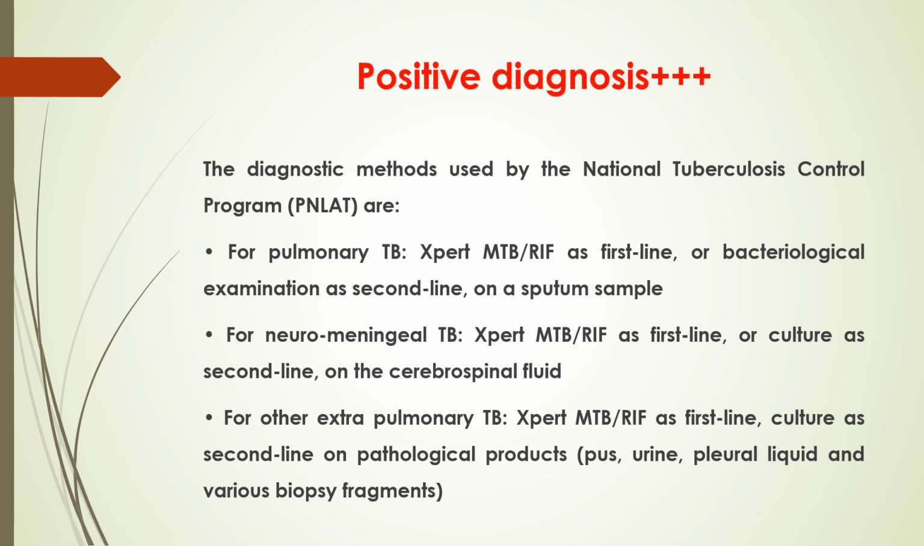For neuromeningeal TB, first we have to ask for the Xpert MTB/RIF. And if it is negative, we do the culture on the cerebrospinal fluid. And for the other extrapulmonary TB, always first the Xpert on the pathological product, and if it is negative, we do the culture as second line or the biopsy, the histological exam.